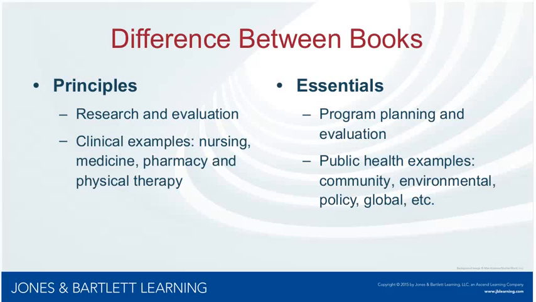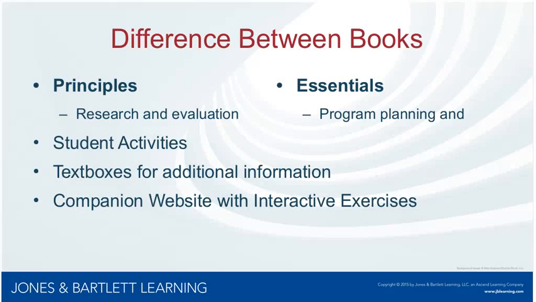And in the Essentials book, it involves program planning and evaluation instead of using a research background. It's mostly program planning, and all of the examples in that book are from only public health with minimal medical terminology, where the other book has more medical terminology, but you can sort of get the feel of how the two different books are different.